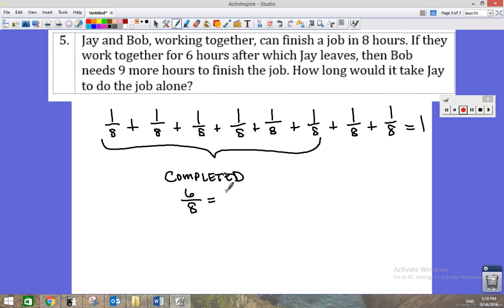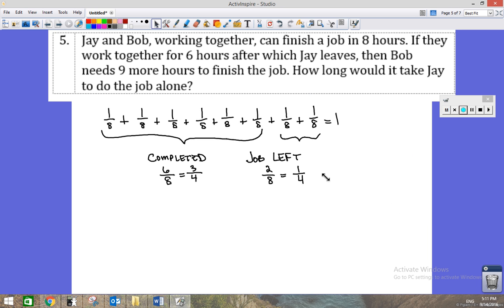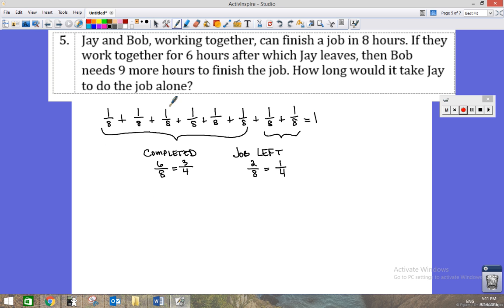Well, both of those are even numbers. That reduces to 3/4. So they almost got the whole thing done when they were working together, but apparently Jay had to leave. So this last part, the amount of the job that's left is 2/8, which reduces to 1/4. So Bob has to do the last 1/4 of the job on his own. Now, we don't know the rate that Bob works by himself, so let's just call that X.